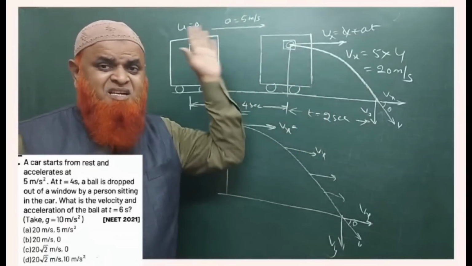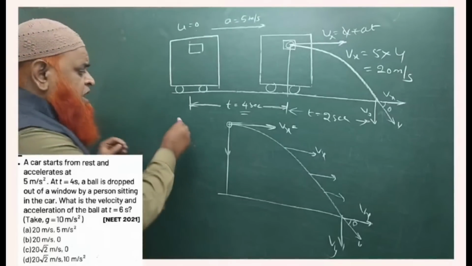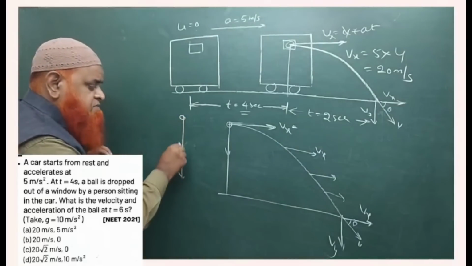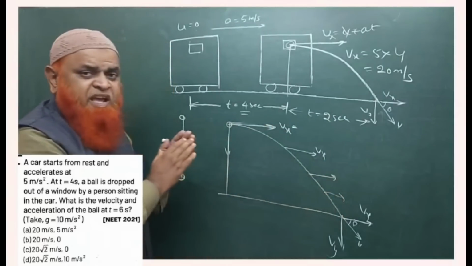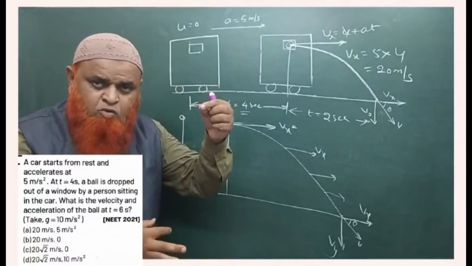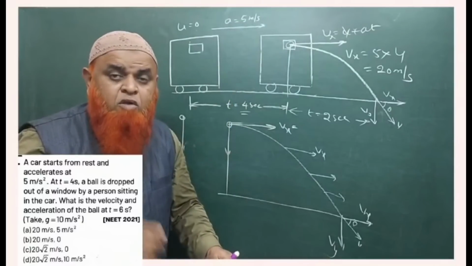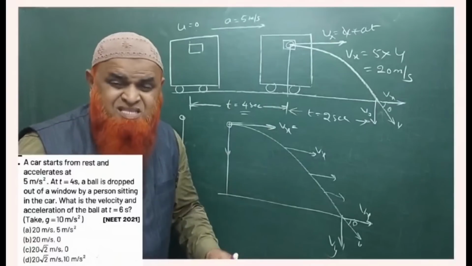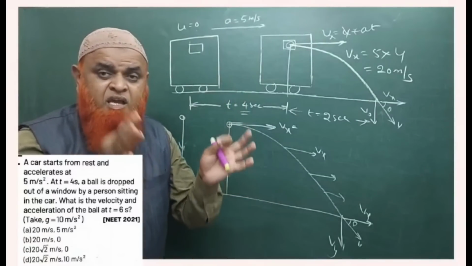After 2 seconds it has struck the ground. What does it mean actually? A ball dropped vertically downwards or a ball thrown horizontally will take the same time to fall down, because g is acting equally on them.